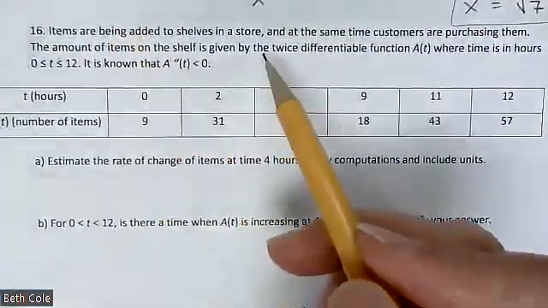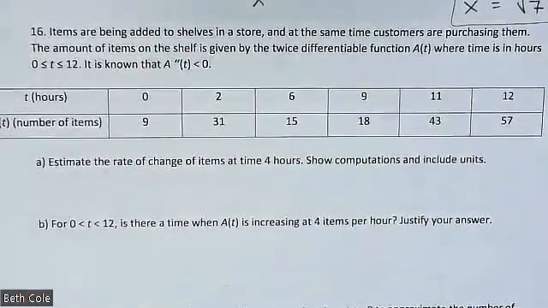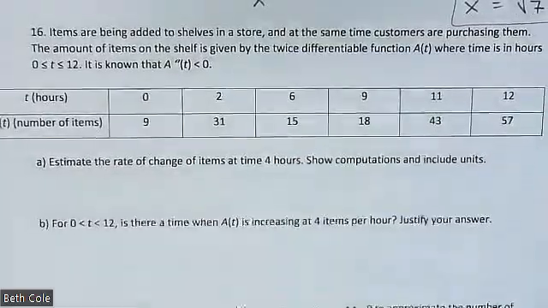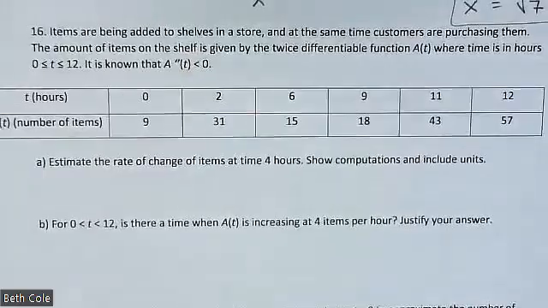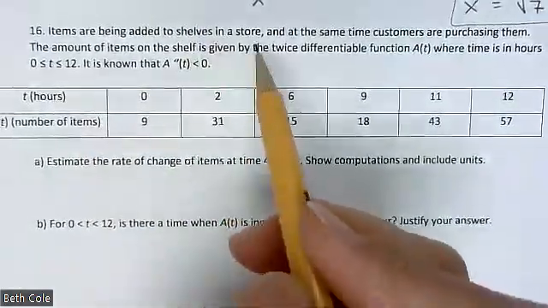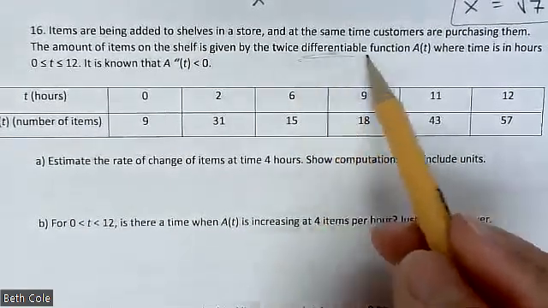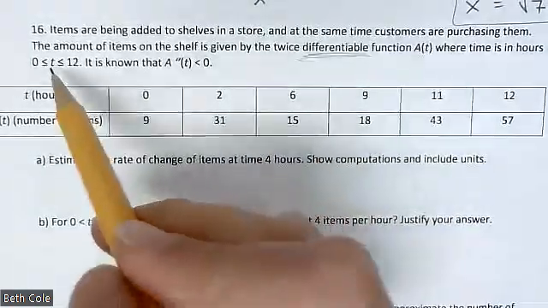Items are being added to shelves in a store at the same time customers are purchasing them. Go ahead and close the Chromebook. This is a rate in, rate out problem. This is guaranteed to be on the AP exam. Items are being put on a shelf. They're also being taken off the shelf. The amount of items on the shelf is given by a twice differentiable function. They say that just to make sure you can take all the derivatives. Time is in hours from 0 to 12.